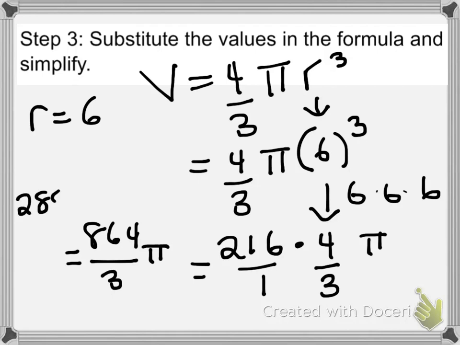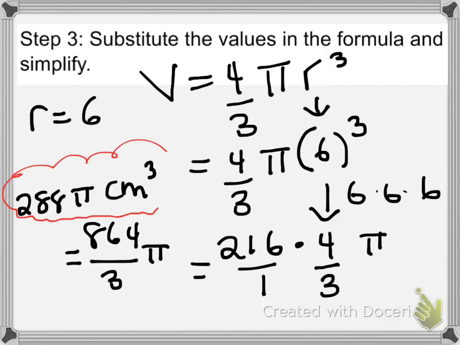I'm running out of room. So your final answer is going to be 288 pi. And our units were centimeters cubed. And you are done. How do we put it in the decimal approximation? Instead of putting pi down, all you've got to do is place down 3.14 and multiply 288 times 3.14.